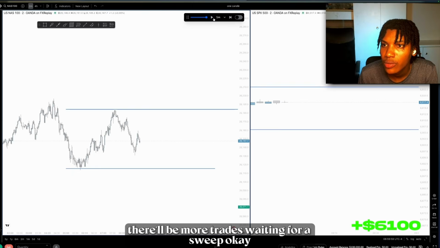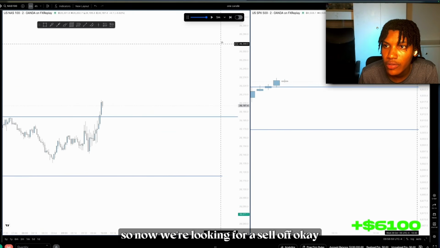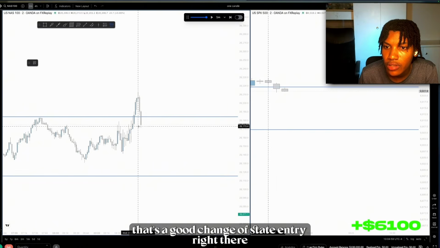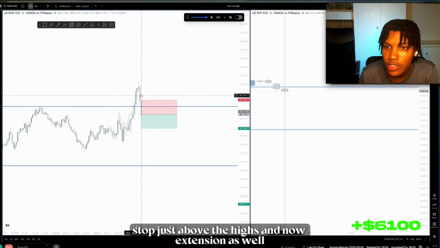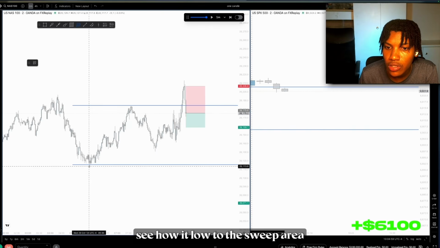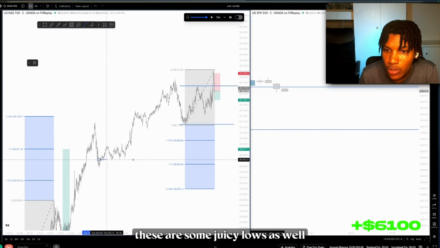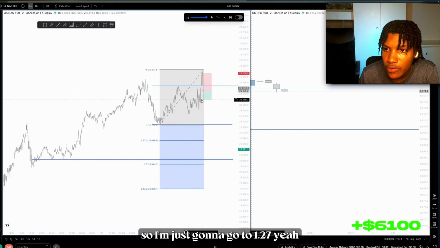There'll be more trades. Waiting for a sweep. Okay, so we got the sweep of the high first. So now we're looking for a sell-off. Okay, that's a good change state. Entry right there. Stop just above the highs. And now extension as well. CRT low to the sweep area. These are some juicy lows as well. I'm just gonna go to 1.27.